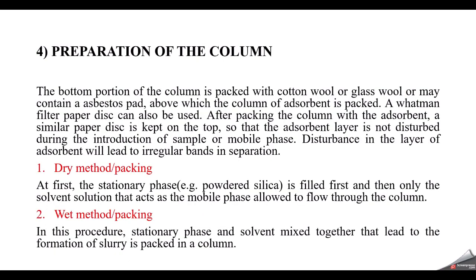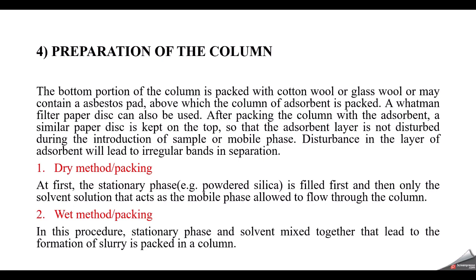Next is preparation of the column. The bottom portion of the column is packed with cotton wool or glass wool, or may contain an adsorbent pad above which the column of adsorbent is packed. A Whatman filter paper disc can also be used for this. After packing the column with the adsorbent, a similar paper disc is kept on the top so that the adsorbent is not disturbed during the introduction of the mobile phase. Disturbance in the layer of adsorbent would lead to irregular bands in separation.